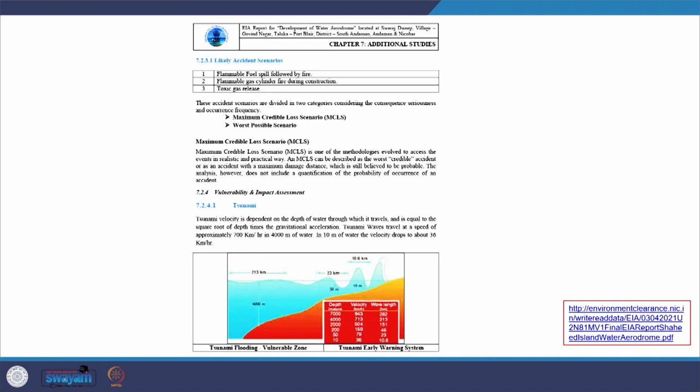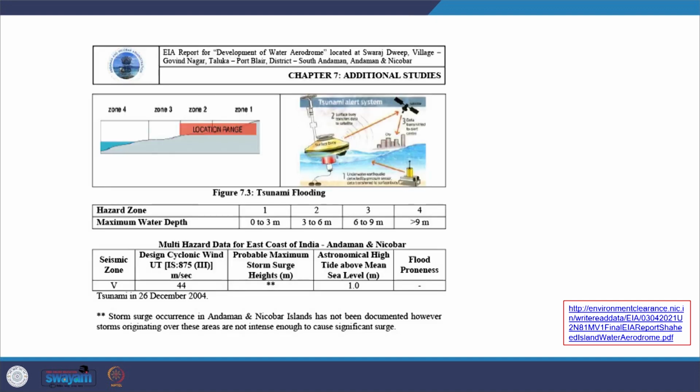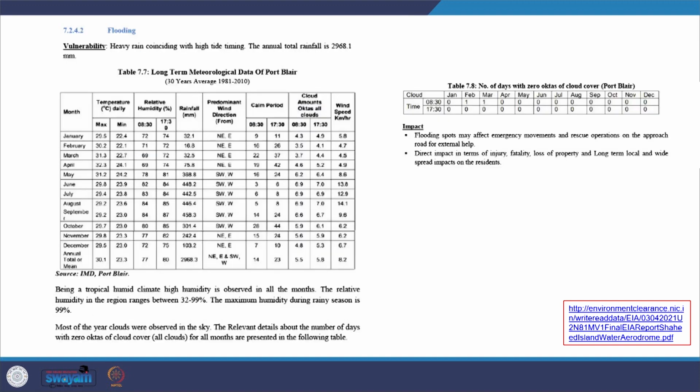And then all likely accident scenarios, and then also they have analyzed the vulnerability and impact assessments related with tsunami and all kind of flooding which can happen. So that has been seen. Then you also see that they have looked into the time series data with respect to Port Blair. So they have looked into 30 years average, 1981 to 2010 data, to understand how the flooding vulnerability is there with respect to heavy rain coinciding with high tide timing.